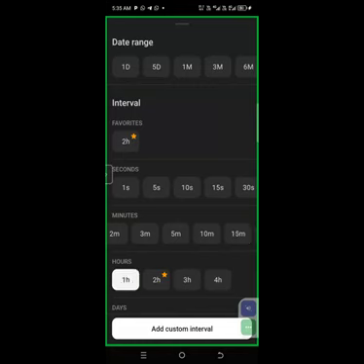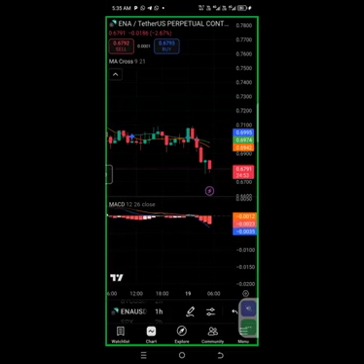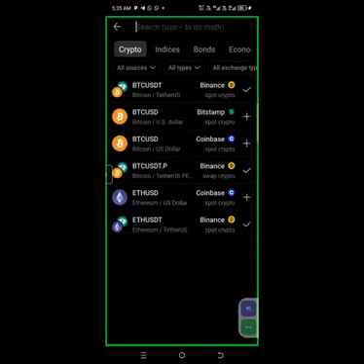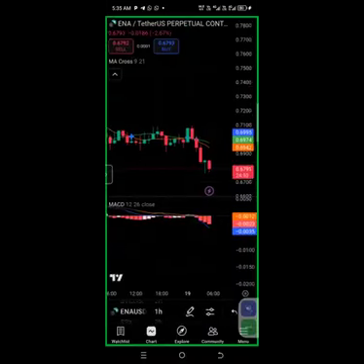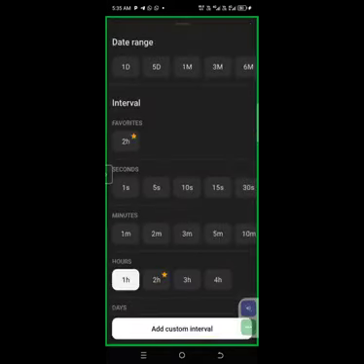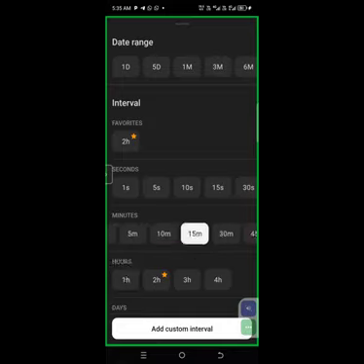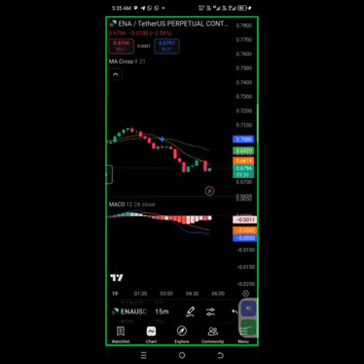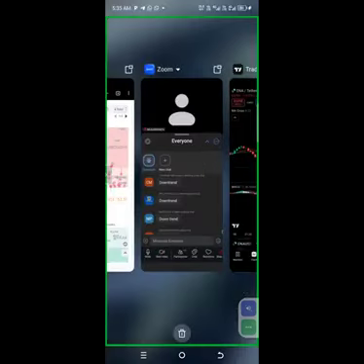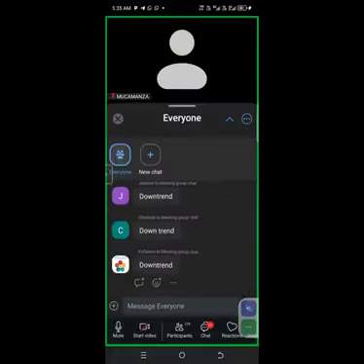Is it an uptrend or downtrend? Let me know. Very good. Now let me know, is it good to enter or not?